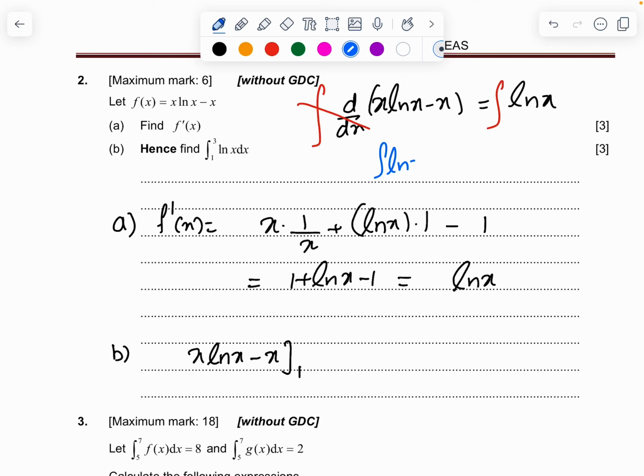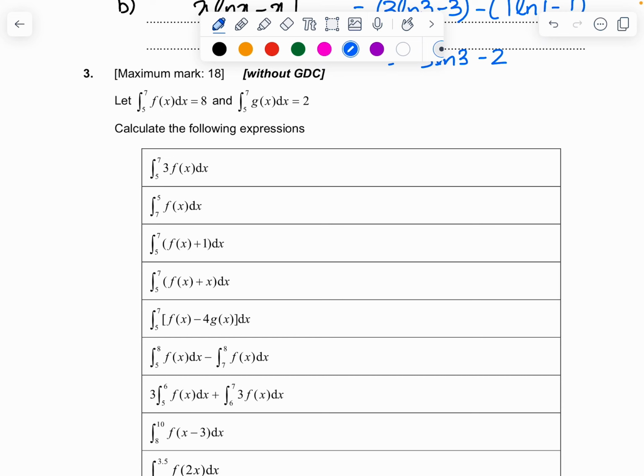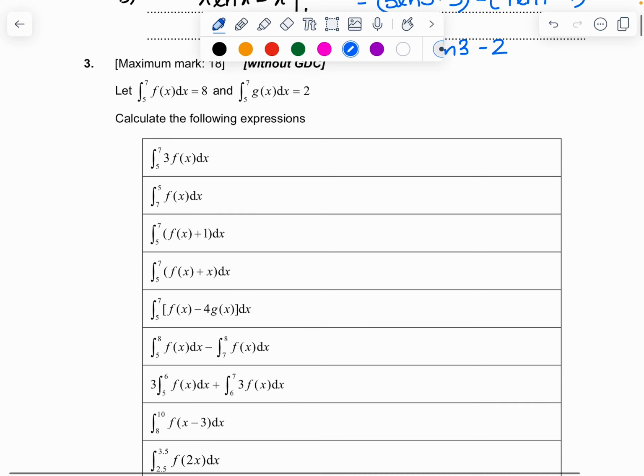Now integral of f of x from 5 to 7 is 8. Integral of g of x from 5 to 7 is 2. Calculate the following. So 3 times integral of f of x, which is 3 times 8, 24. And this is nothing but what? From 7 to 5. So we are swapping the limits. So the area becomes minus 2.